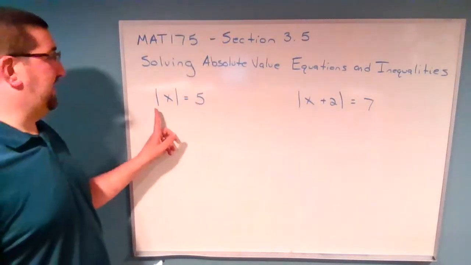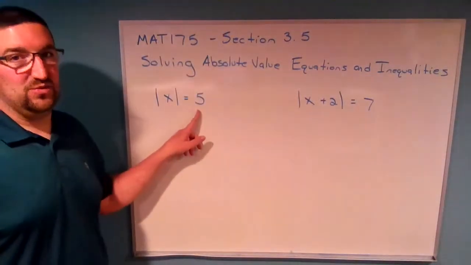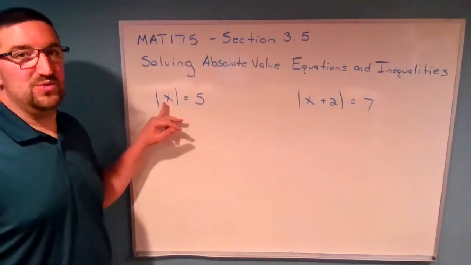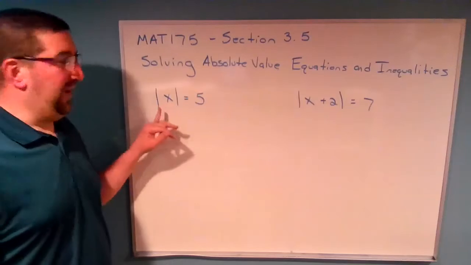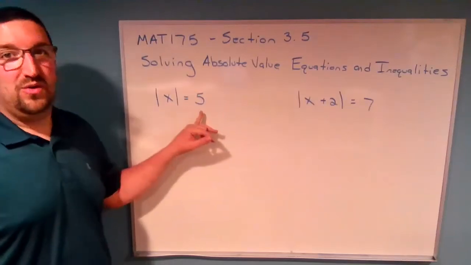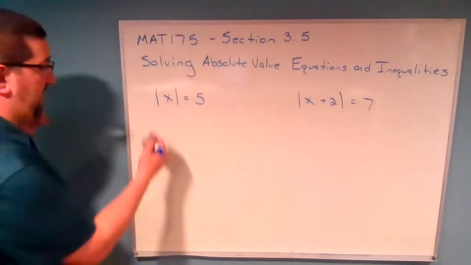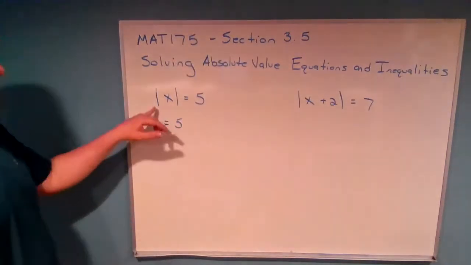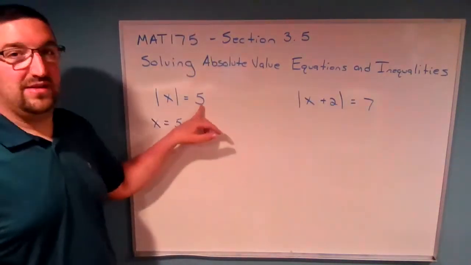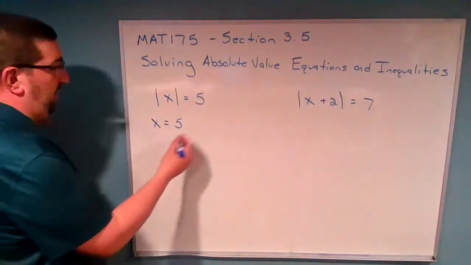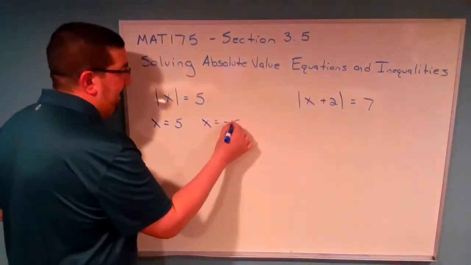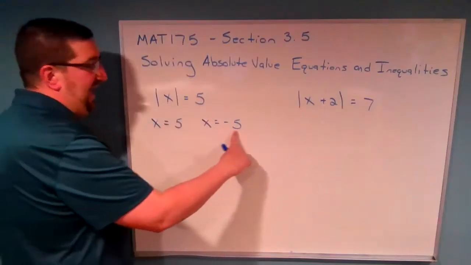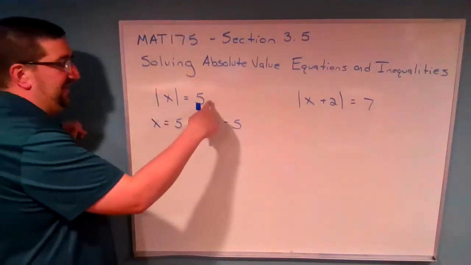So here we have the absolute value of x equals 5. So we have to think of it as what values of x, when I take the absolute value of them, will they be 5? So the easy one would be 5, because the absolute value of 5 is 5. Also, negative 5. So the absolute value of 5 is 5, and the absolute value of negative 5 is 5.